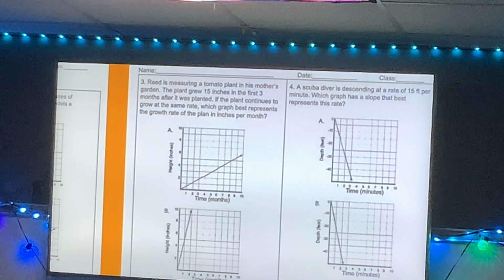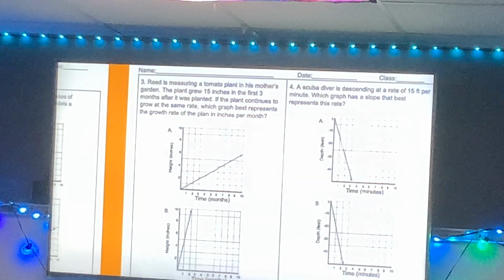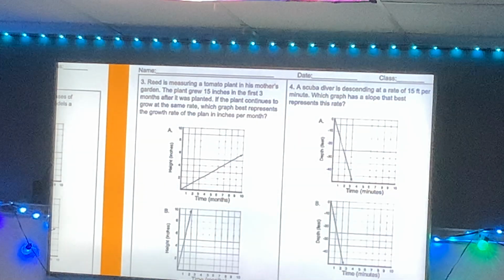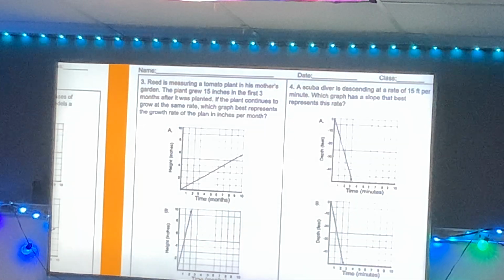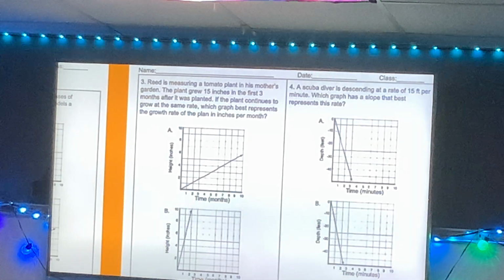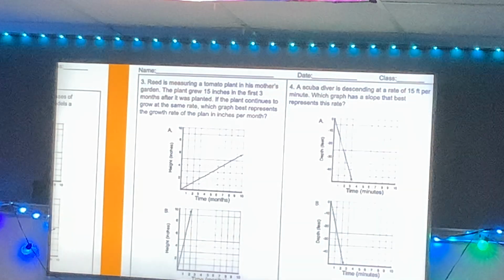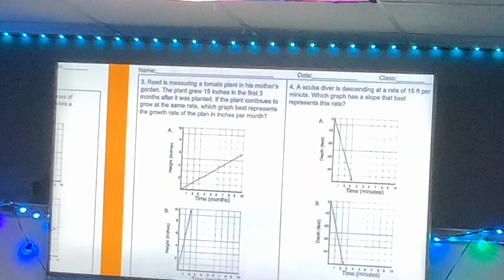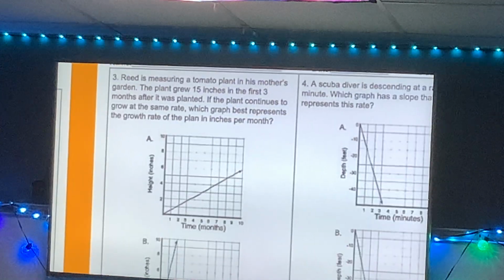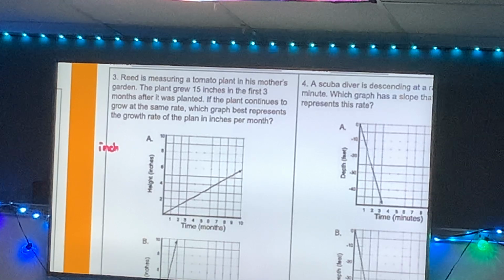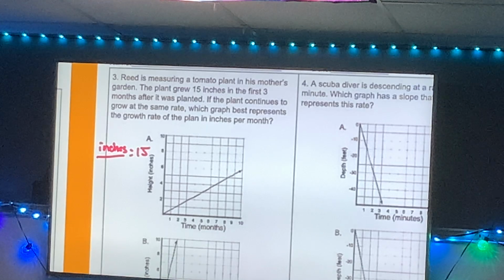As you're reading, write the information. I know y'all hate to read. We know you know how to do math. The reading is our issue, right? So write it as you read so you don't have to read it 15 times. Reed is measuring a tomato plant in his mother's garden. The plant grew 15 inches, so I'm going to write inches in the first 3 months.